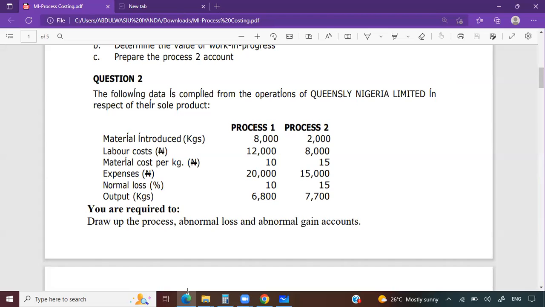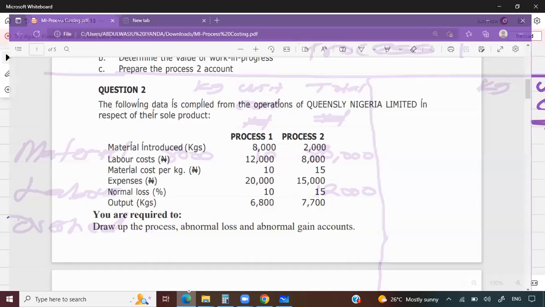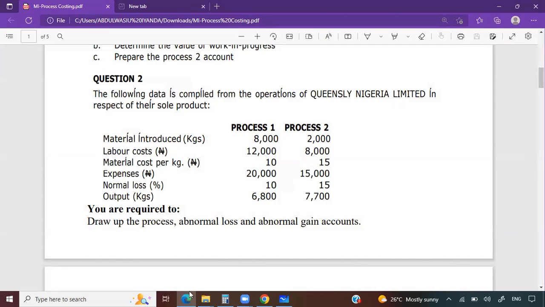Labor can say the value has been given to you. If the value is not given to you, they will give you the rate per hour and the number of hours that the labor worked. If the value of 12,000 is not given, they will give you the hours, for example they worked for 5 hours, and this is the rate per hour. So I have 12,000. What about the overhead? They just say expenses.